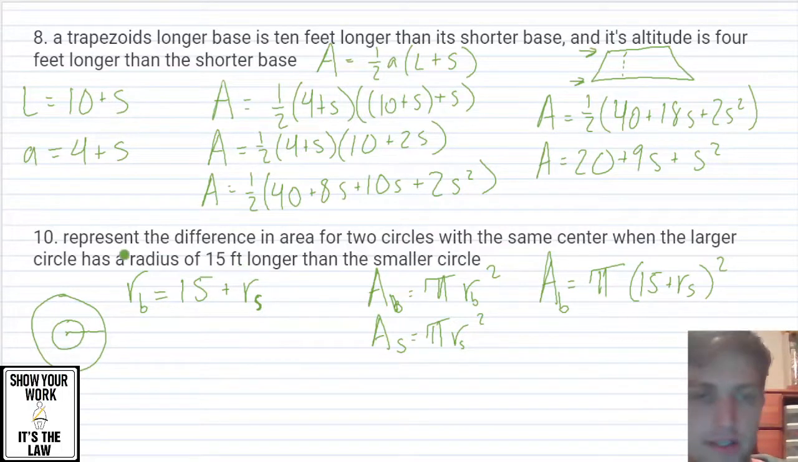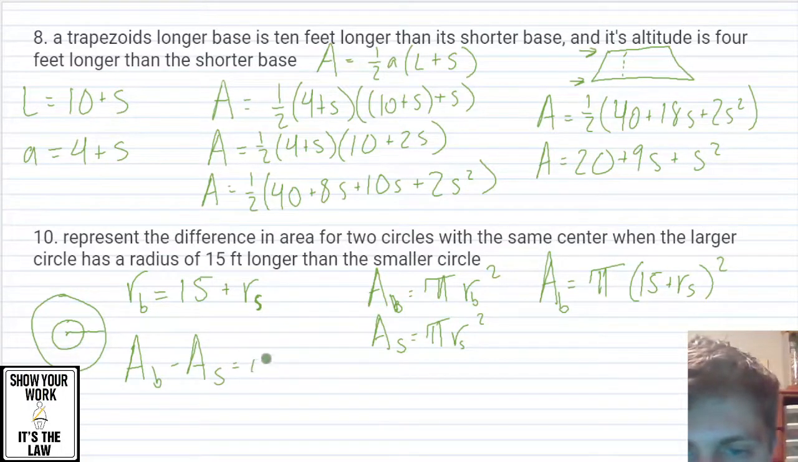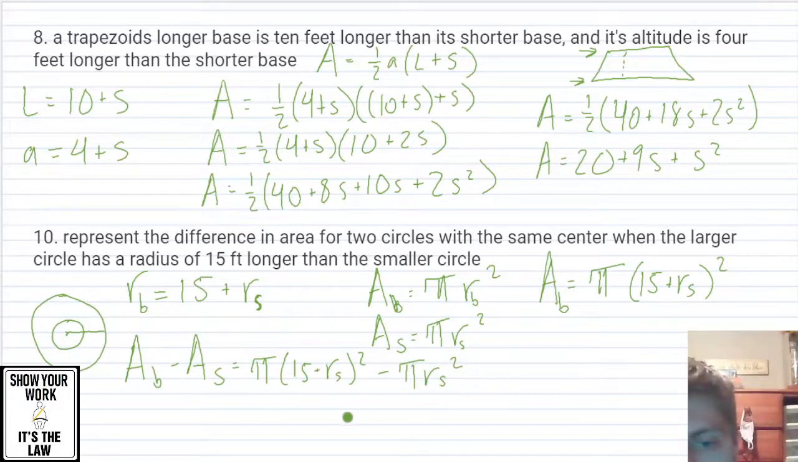All right, so it says, what is the difference between these two? So we want the area of the bigger circle minus the area of the smaller circle. We know that the area of the bigger circle is pi times 15 plus the radius of the smaller circle squared, minus pi times the radius of the smaller circle squared. And if we were to work all this out, it would give us something, but I'm good with you just keeping it like this. If you do want to try to simplify it out, that's fine too.